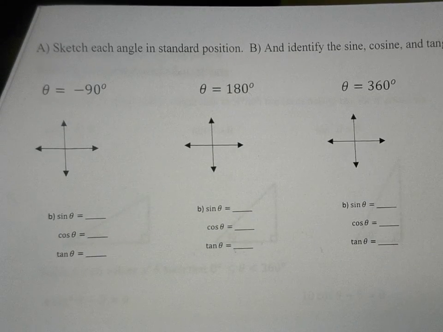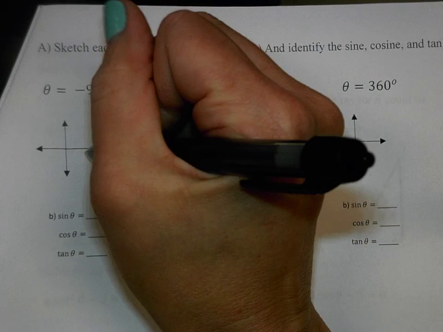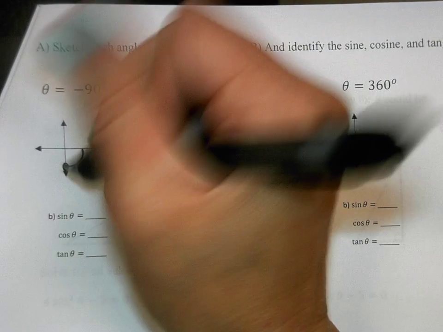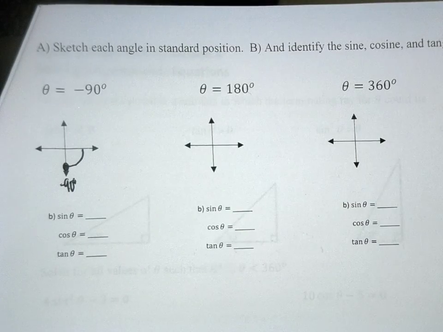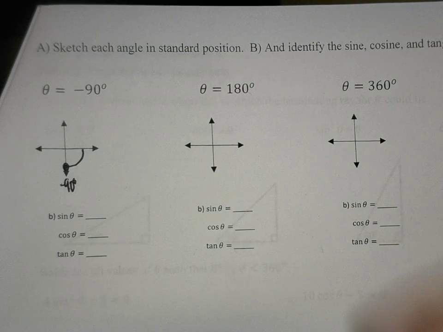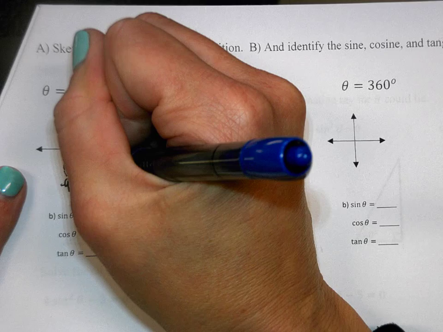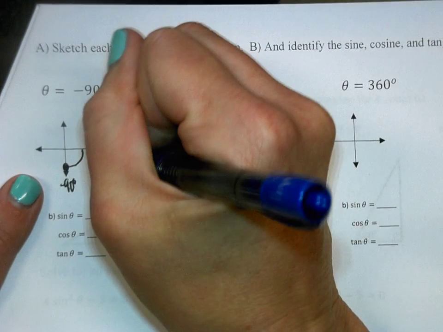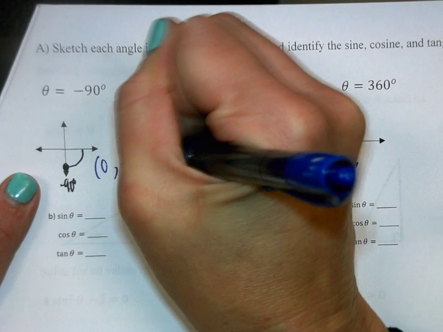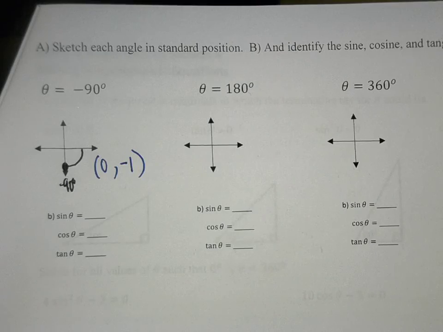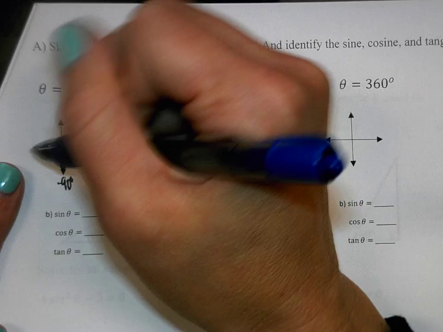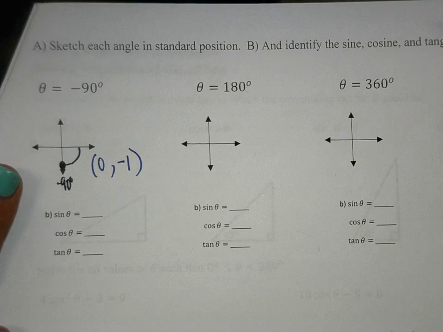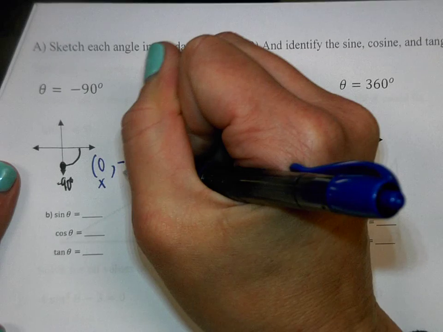Where would be negative 90 degrees? It's going to be right there. Would you guys agree? That is negative 90 degrees. Okay, so what happens there is that this is a specific point on the unit circle. All of them actually are specific points. But this right here is at 0, -1, because it went 0 on the x-axis and then down 1. Does that make sense? Okay, 0 represents our x, -1 represents your y.